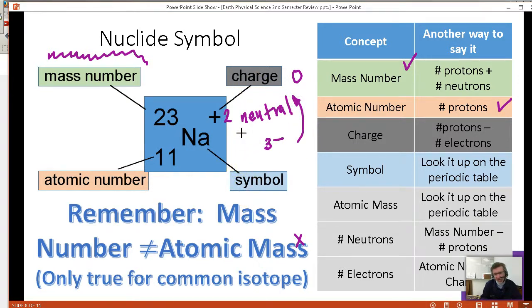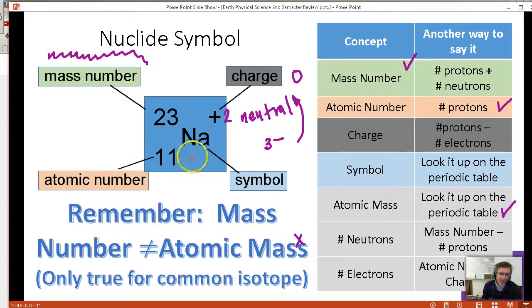The symbol, of course, you look it up on the periodic table. It's the number of protons. That tells you what you have. The atomic mass, that's something you've got to look up on the table. It's a calculation of a bunch of atoms, different neutrons. It's about how many in nature there are of a certain type of atom with a certain number of neutrons. It's a weighted average. But you look that up on the periodic table.